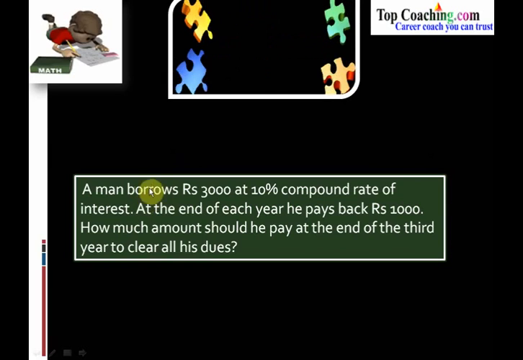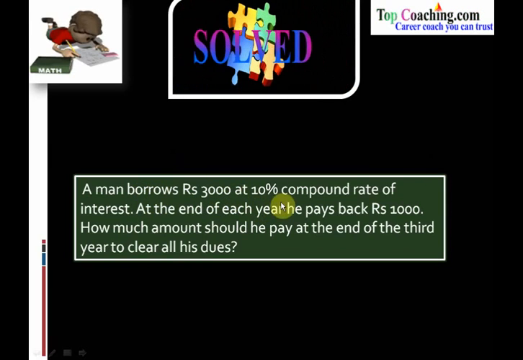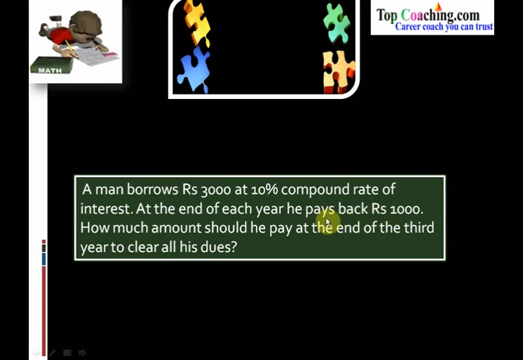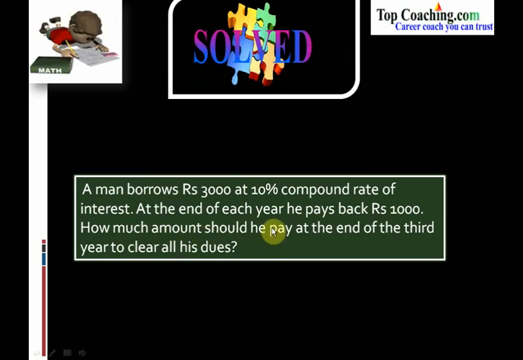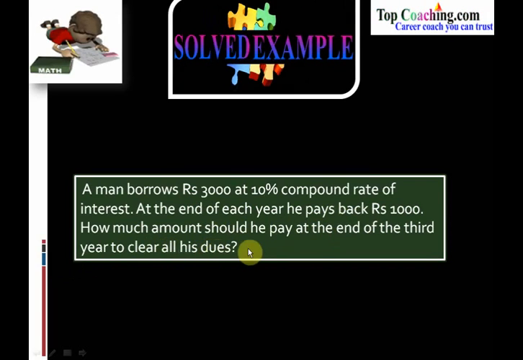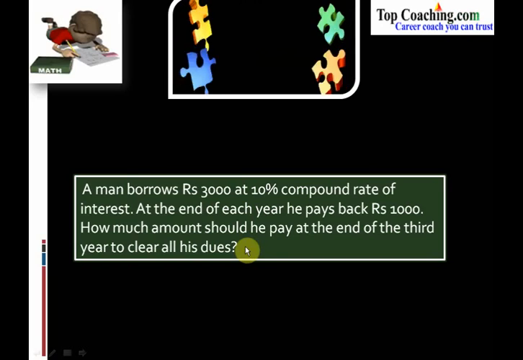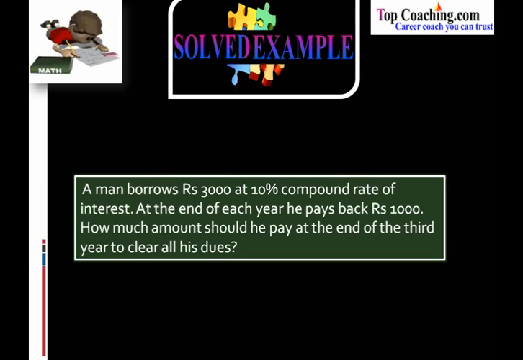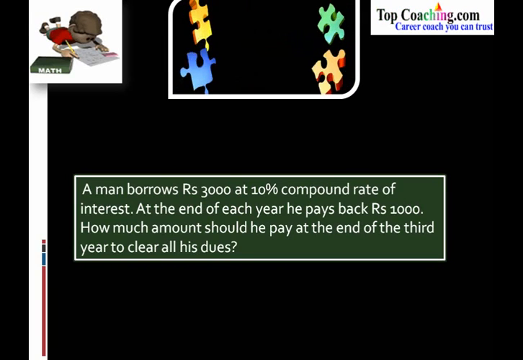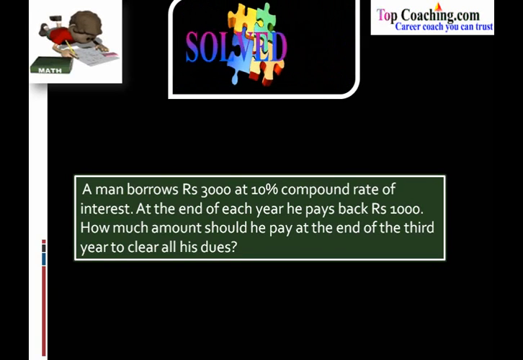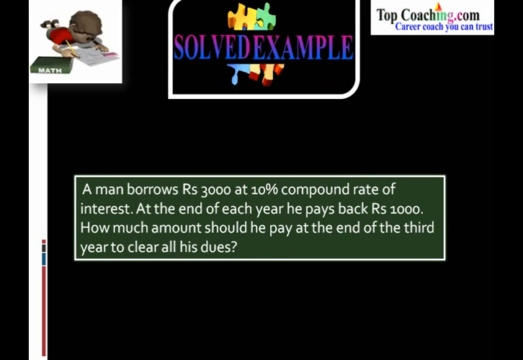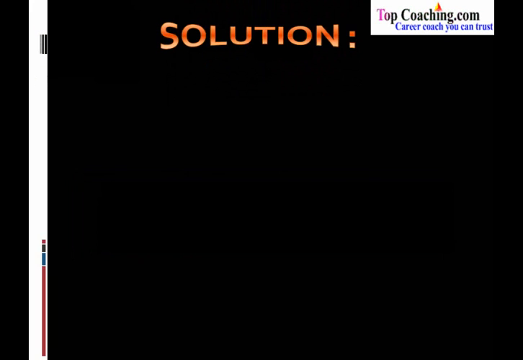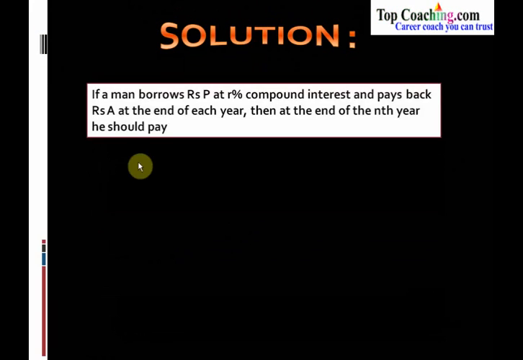Let's solve one more problem, and it says that a man borrows rupees 3000 at 10% compound rate of interest. At the end of each year, he pays back rupees 1000. How much amount should he pay at the end of third year to clear all his dues? So in this problem, it is given that a man borrows rupees 3000 at the rate of interest of 10%. Now at every end of year, he pays back rupees 1000. We have to find out how much amount should he pay at the end of third year so that all his dues are clear. So let's look at the solution.